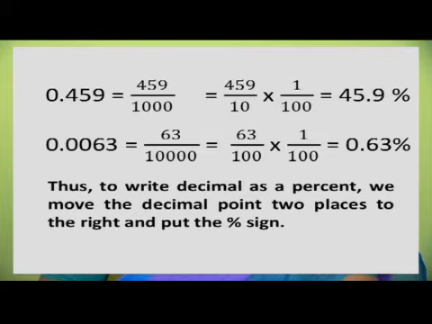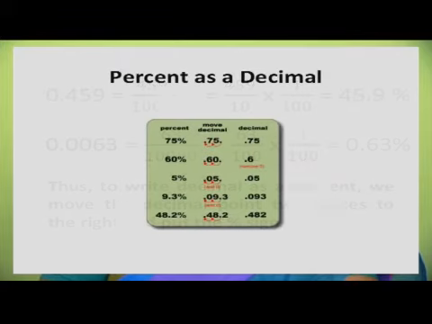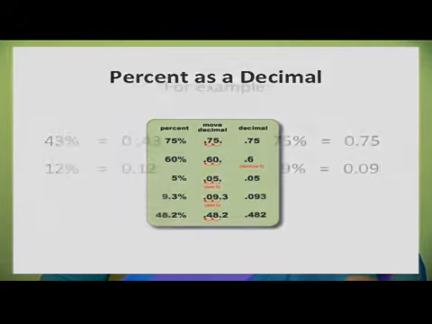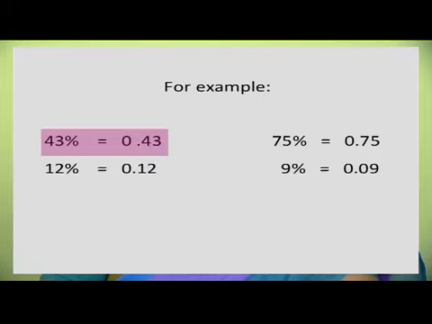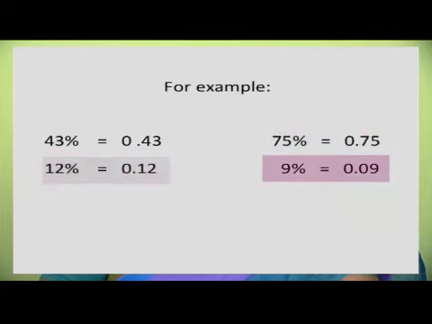Thus, to write a decimal as a percent, we move the decimal point 2 places to the right and put the percent sign. Conversely, to write a percent as a decimal, we drop the percent sign and move the decimal point 2 places to the left. For example, 43% is equal to 0.43, 75% is equal to 0.75, 12% may be written as 0.12, and 9% may be written as 0.09.